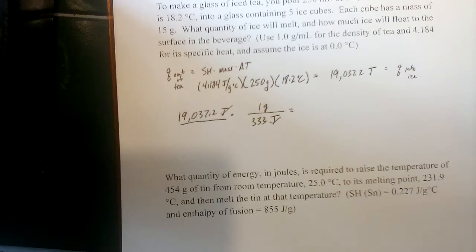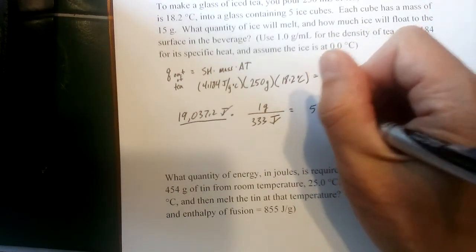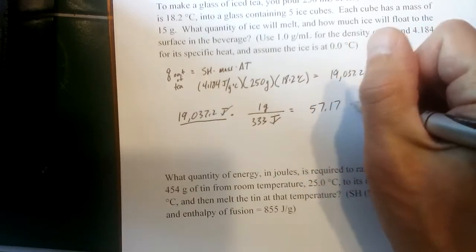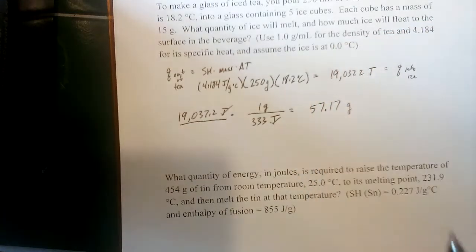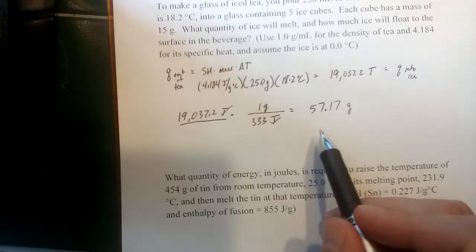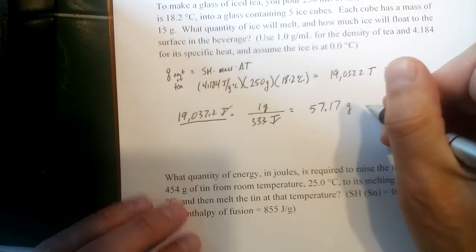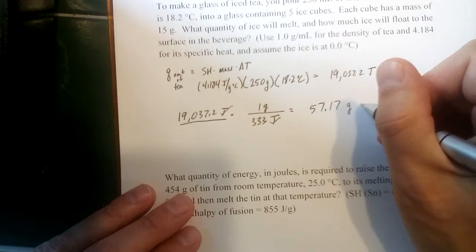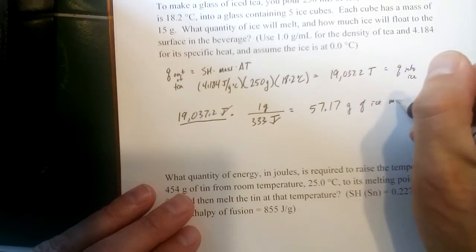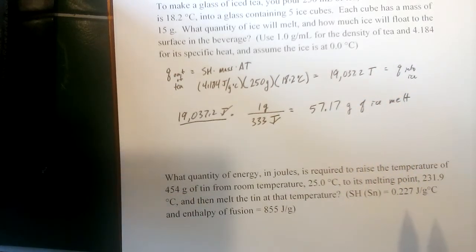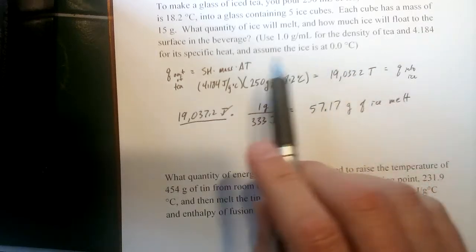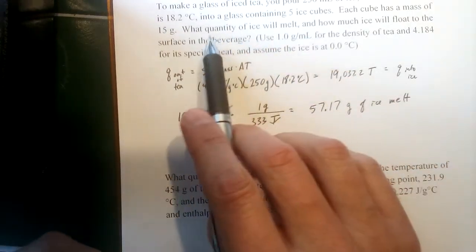So in this case, 19,037.2, and I'm dividing by 333 joules, gives me 57.17 grams. Okay. Now, that was 2 sig figs, so keep that in mind as well. Could round to 57 there, but we aren't quite done with the problem, so it's probably best not to round just yet, because that is the mass of ice that melts. That is not the final answer we were asked for. The final answer we were asked for is what quantity of ice will melt.